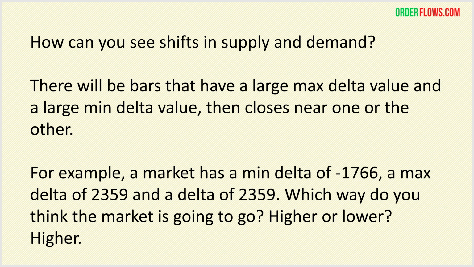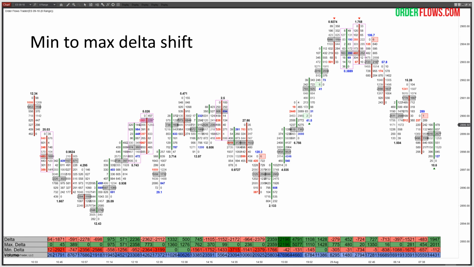For example, a market has a min value of minus 1766 and a max delta of 2359 and a final delta of 2359. Which way do you think the market's going to go, higher or lower? Well, it's going to go higher, of course. For example, right here, down in here, 2359 is the final delta. The max delta is 2359. Min delta was minus 1766.